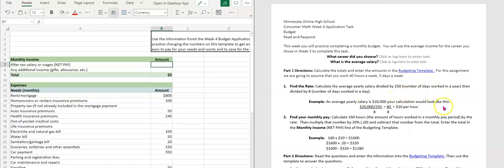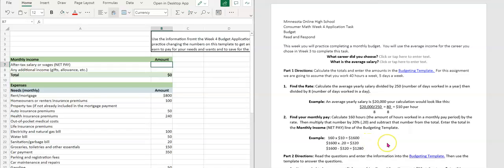And then you need to do a few calculations. So if you already know your rate per hour, that's great. You don't need to do step 1. But for step 2, you need to find your monthly pay. So you are going to calculate your rate per hour by 160 hours, because that would be for 4 weeks of pay in a monthly pay period. And then you are going to multiply that number by 20%, or 0.20. And then you have to subtract that from the total. And then you're going to enter that total in the monthly income net pay line of the budgeting template over here.